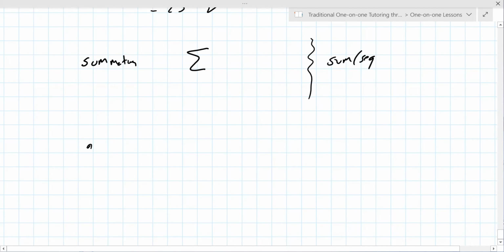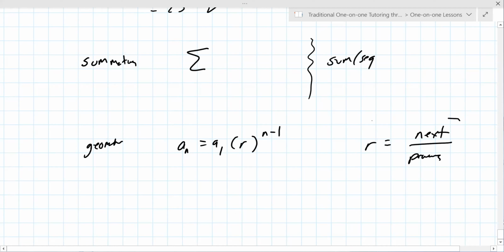Great. And then for geometric sequences, you have a different form. Your AN equals A1 R to the N minus 1 power. And your R is the next divided by the previous. Okay.